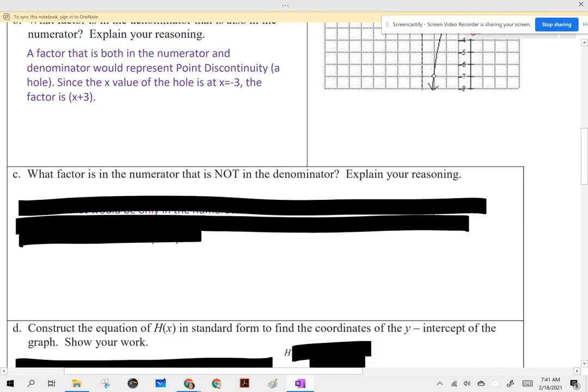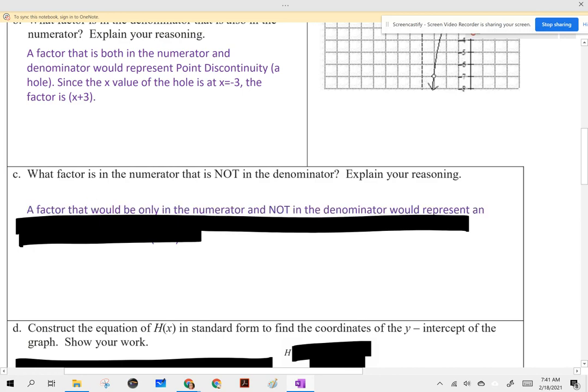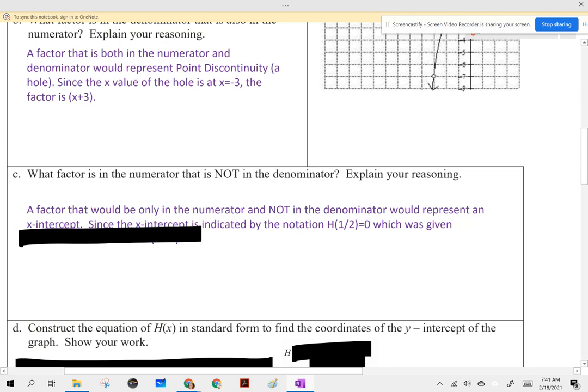Okay, let's go ahead and answer question C. What factor is in the numerator that is not in the denominator, and explain your reasoning? A factor that would be only in the numerator and not in the denominator would represent an x-intercept. Since the x-intercept is indicated by the notation h of 1/2 equals 0, which was given information, the factor is 2x minus 1.